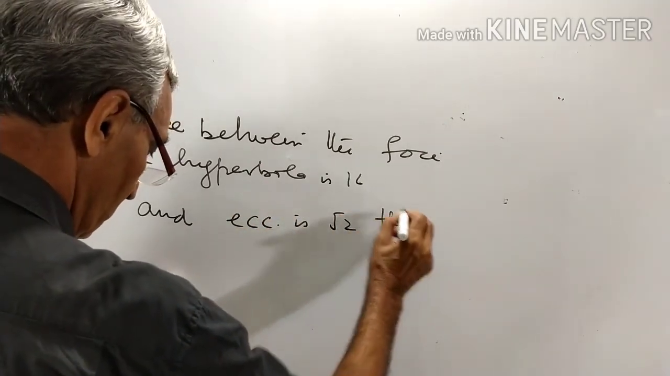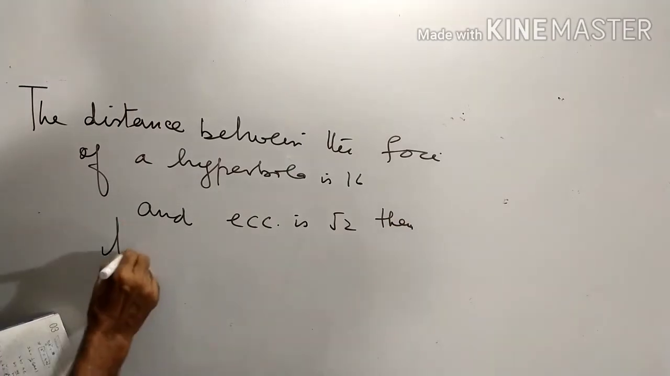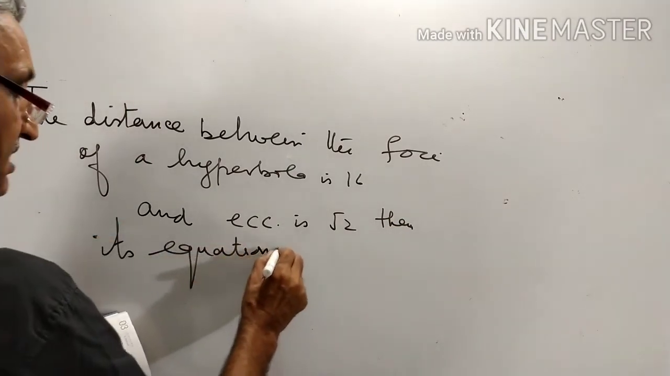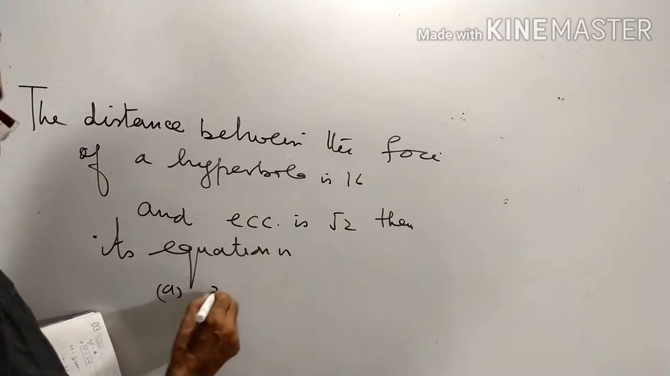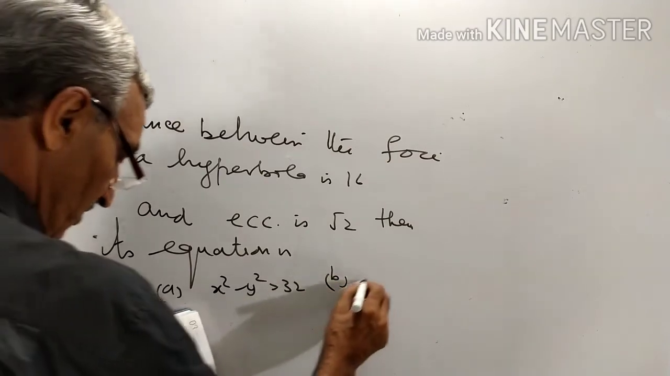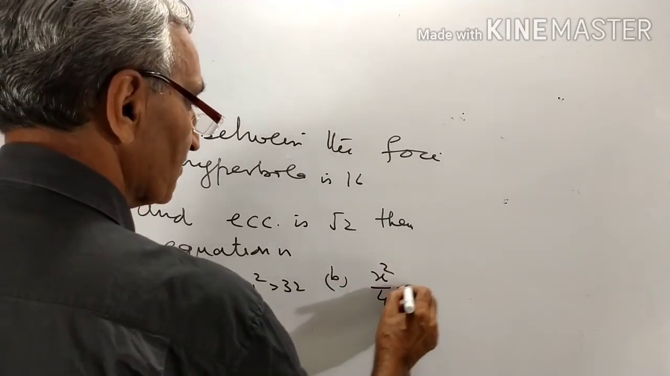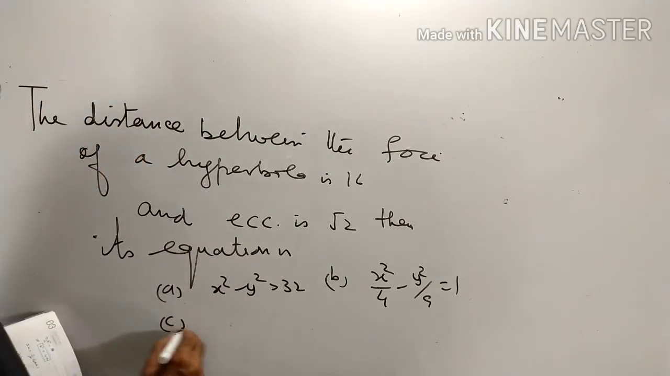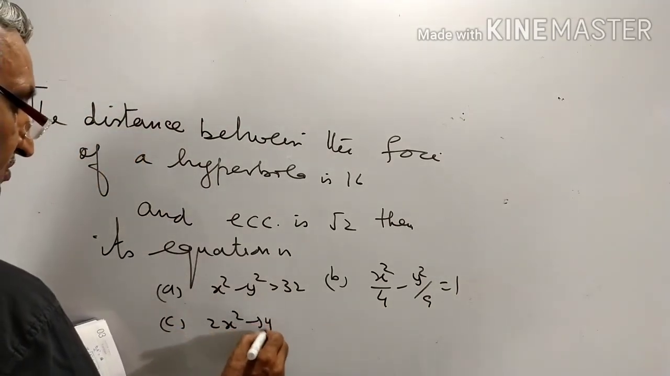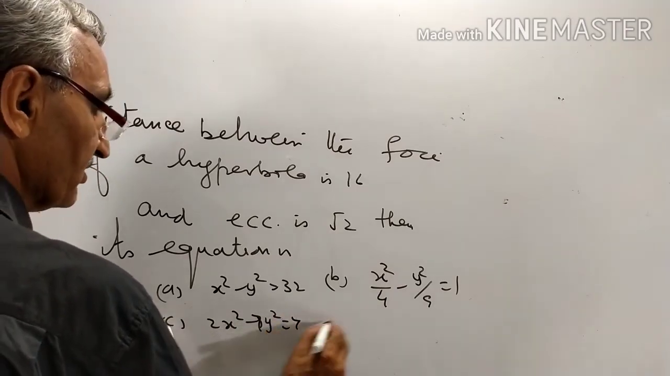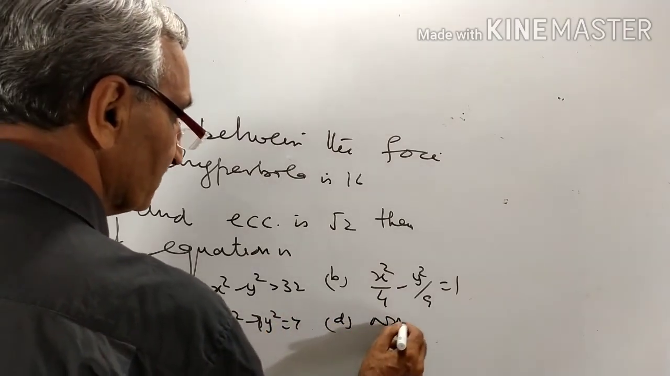Then the equation of the hyperbola is, choices are A x square minus y square is 32, B x square upon 4 minus y square upon 9 is equal to 1, C 2x square minus 7y square is equal to 7, or D none of these.